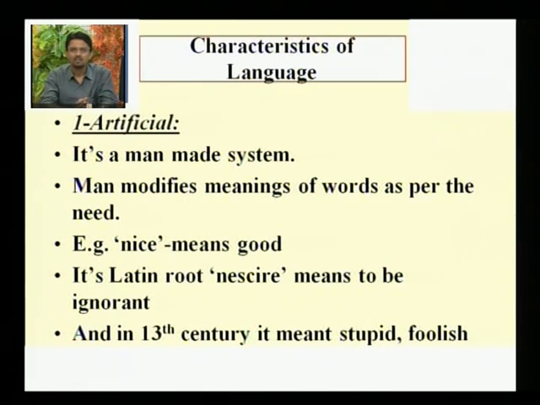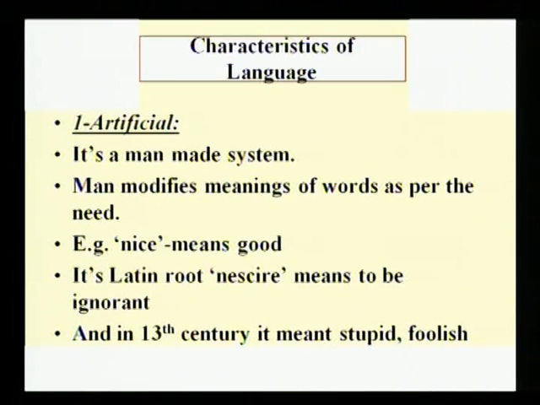When it comes to meaning, it comes to language, because language conveys meaning. I mean, through using a language, we are conveying our meaning in our communication process. Let us have a quick look at certain characteristics of language. The very first thing that we can say about language is that it is artificial. Why? Because it's a man-made system. Man modifies the meaning of words as per the need, as we talked earlier.